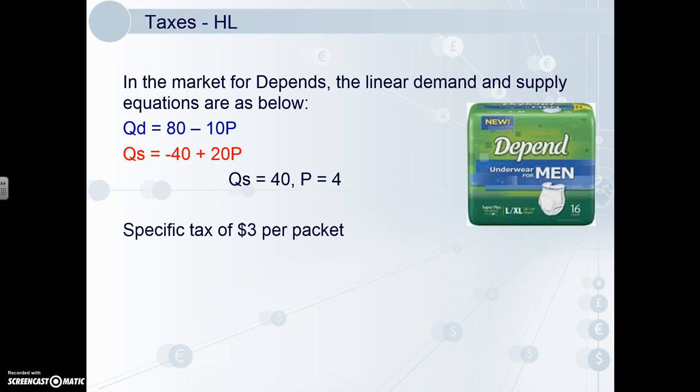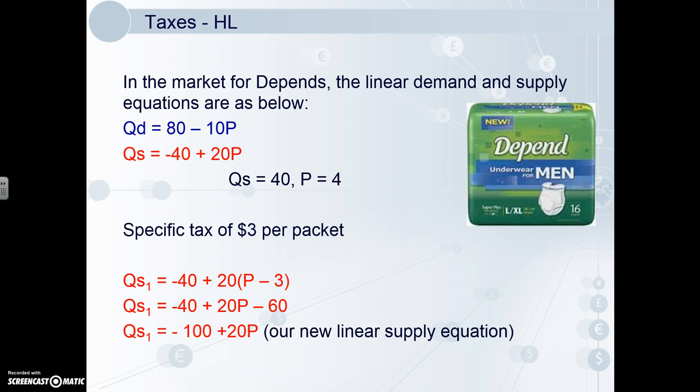Now, suppose the government decides to put a specific tax of $3 on Depends. We know that a specific indirect tax decreases supply. Suppliers have to give $3 per packet to the government. Therefore, they'll require $3 more per packet to make the same revenue as before. To find our new supply equation, simply substitute P minus 3 for P into the supply equation. Do the simple rearranging here and we'll see a new supply equation of QS1 equals negative 100 plus 20P.